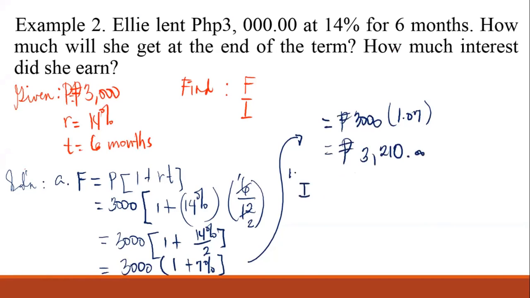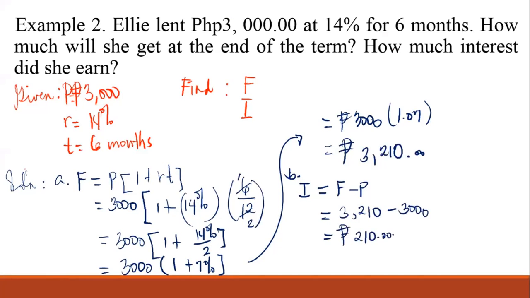How about the interest? So interest is equal to the difference between maturity value and principal. Okay? So the maturity value is 3,210. Deduct natin yung principal na 3,000. So the interest is equal to 210 pesos.